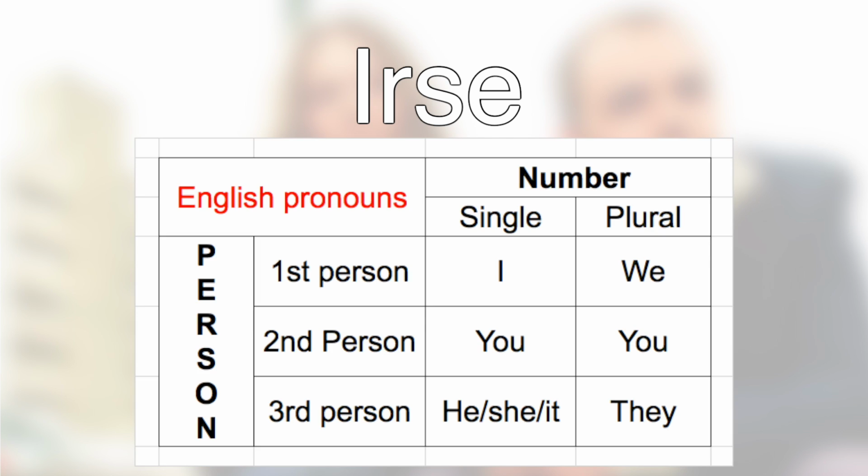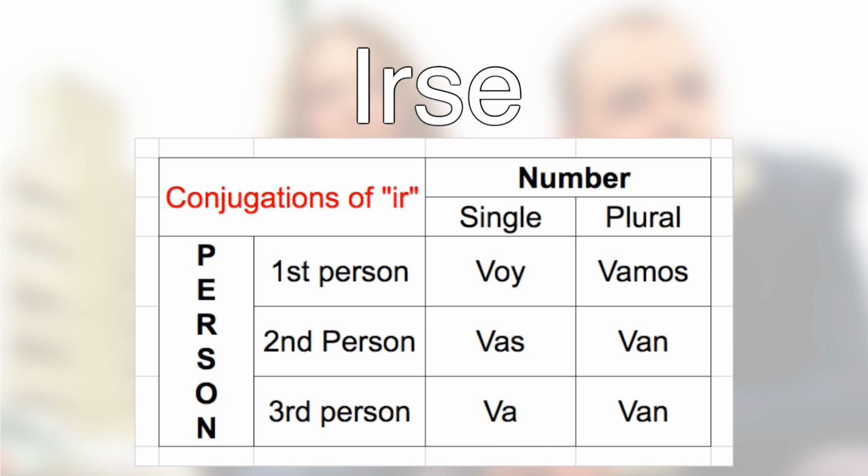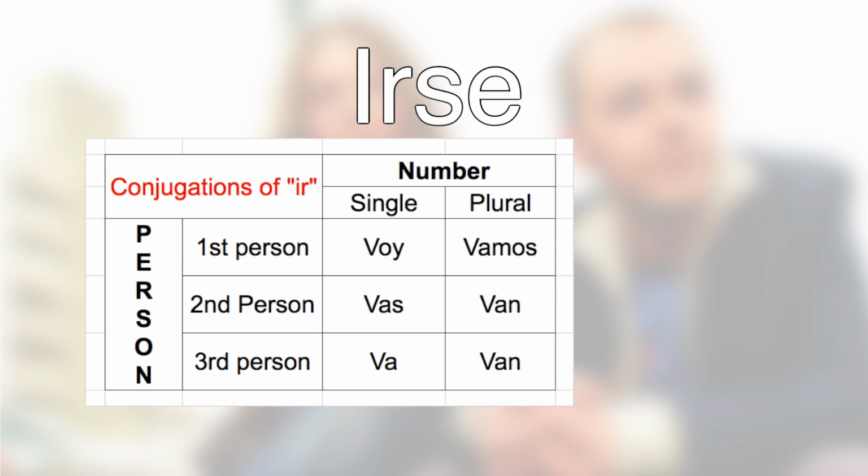When you want to use irse in a sentence, the first thing you have to do is decide which person you're talking about and how many people you're talking about. We conjugate the verb ir according to the person and number that we are dealing with. If you're talking about yourself, you would use the first person verb voy. If you're talking about the same person that you're talking to, then you would use the second person verb vas. And if you're talking about a third person that's not part of the conversation, you would say va, and so on and so forth.